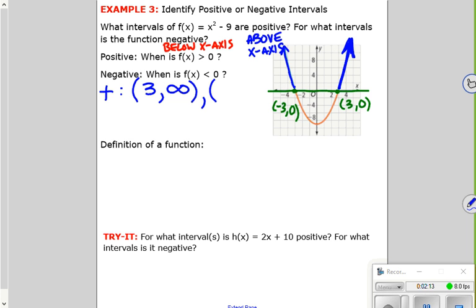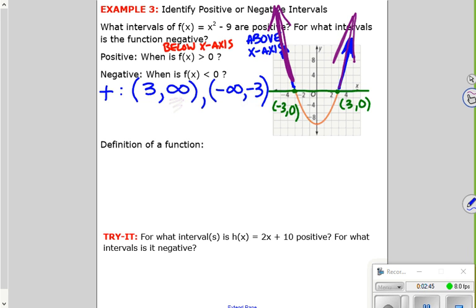And I think it also happens from negative infinity to negative 3. And I'm going to write it in that order, to negative 3. And I'm using parentheses there. And I want you to be sure you understand, these are not ordered pairs. These are intervals. From 3 until infinity, the graph stays positive. And same from negative infinity to negative 3.